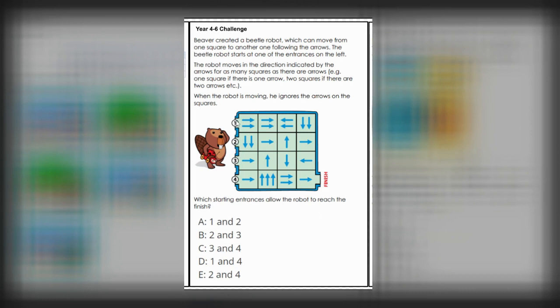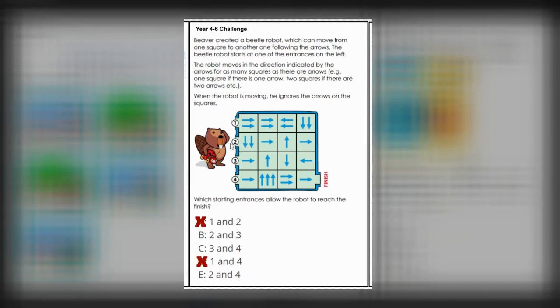So we want to try each of these out and see if we're able to get to the finish line. So if we start off with 1, we'd move 2 squares this way, 2 squares back, and obviously we're back to square 1. And we'll constantly be going through this loop. We'd never come out of this loop. So 1 would not be one that would take us to the finish. So that would mean that answers A and D are not correct.